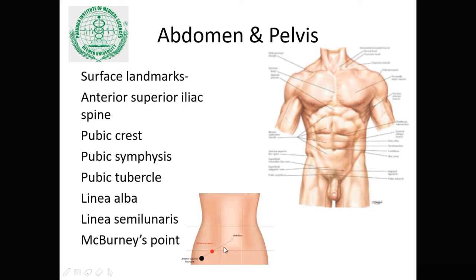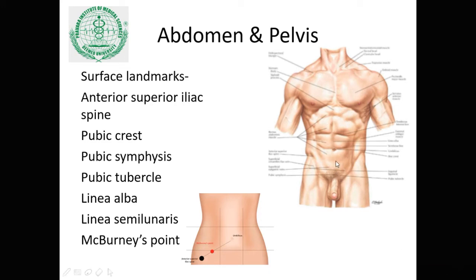Then there is another entity known as McBurney's point. Now this is situated at the junction of the outer 1/3 and the middle 2/3 of a line which joins the anterior superior iliac spine to the umbilicus, and it is the point of maximum tenderness on palpation in acute appendicitis. The point to note here is that the surface marking of the cecal orifice of the appendix doesn't coincide with this point.